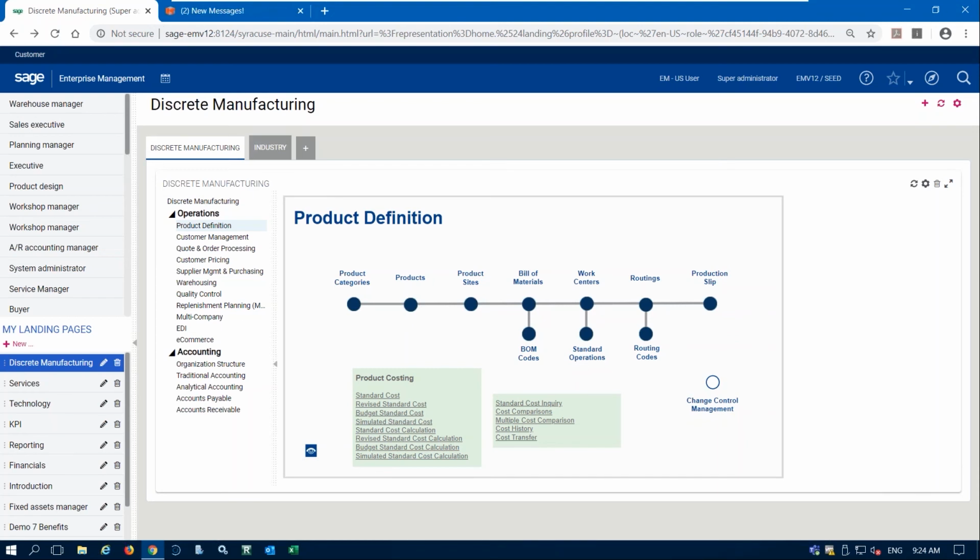Now you can limit that if you only have products that are applicable for a specific company. You can actually set that structure up inside X3.